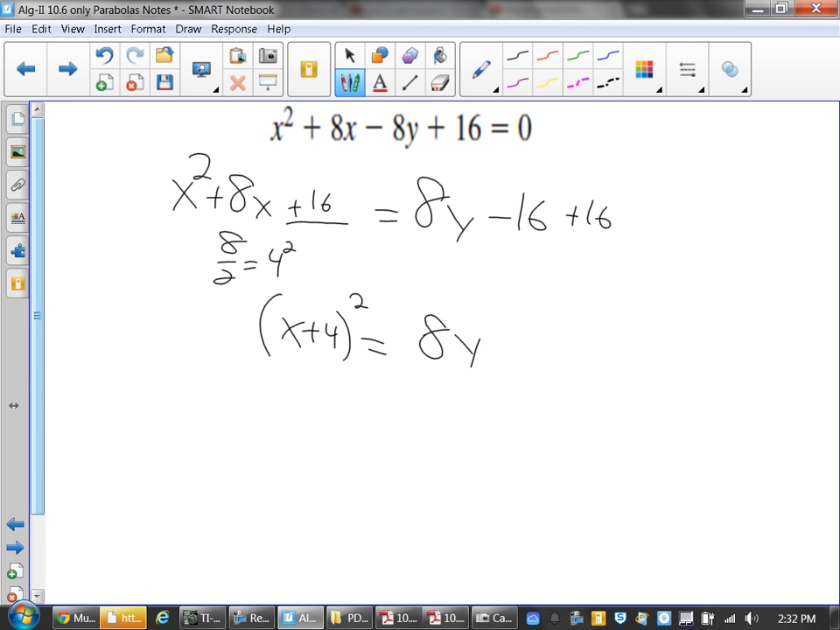Your h value is -4. Your k value is 0. So h, k is -4 and 0. The coefficient of y in this case, since it's already out, there's no parentheses there, I set that equal to p, or excuse me, 4p. What's p?